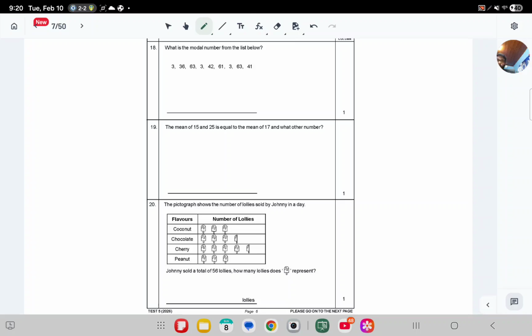What is the modal number from the list below? Modal means the most common number from the list. Good, so it would be 3.